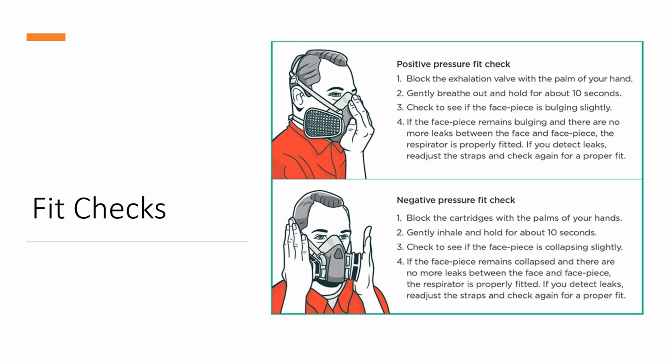But if you detect leaks, then you have to readjust the straps and check again to make sure it's properly fitting. Then you can do a negative pressure fit check, where, instead of the exhalation valve, you block the cartridges with the palms of your hand, and then you inhale and hold for about 10 seconds, and check to see if the face piece is collapsing slightly. If the face piece remains collapsed and there are no more leaks, then you're good. If you do detect leaks, again, you have to readjust your straps and check again for a proper fit.